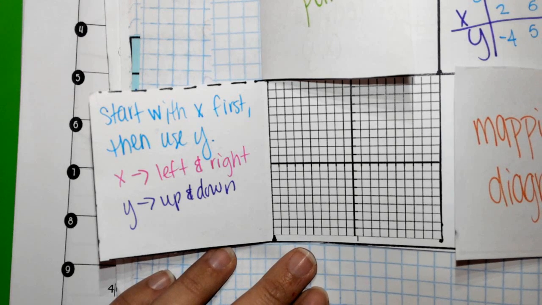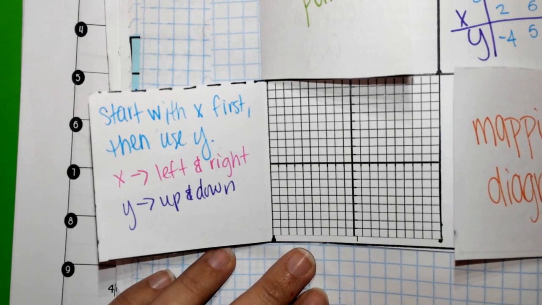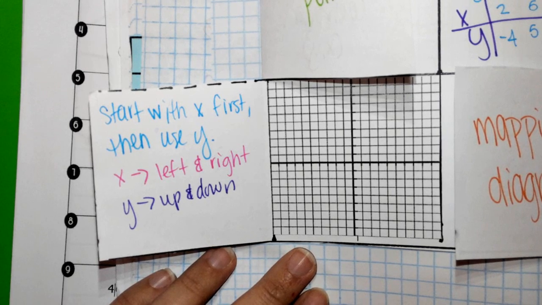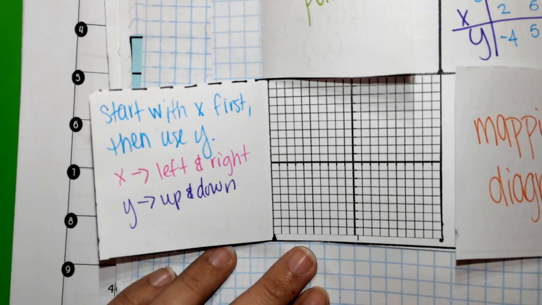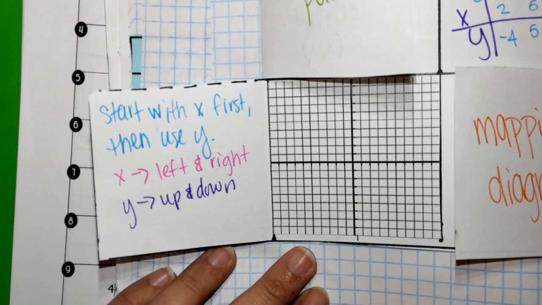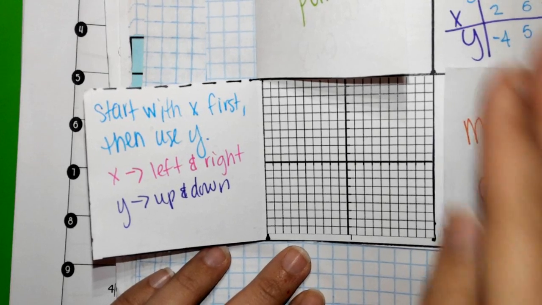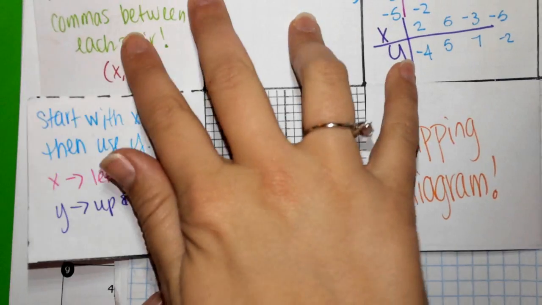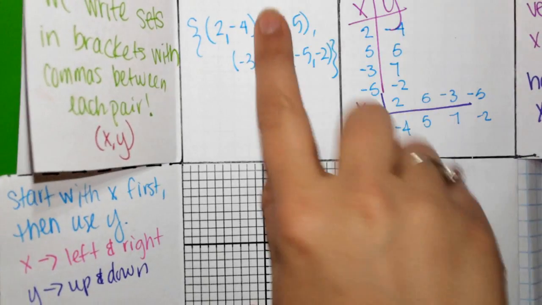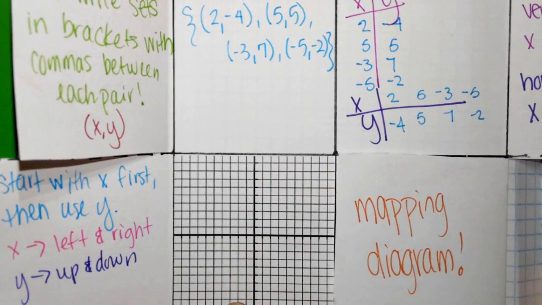So if X is positive, do we go left or right? If I said it was positive 2, would we go left or right? You would go right. And if Y is negative, would we go up or down? Down. Awesome. So all we're going to do is take these points up here and graph them down here. That's it. That's all we're doing.